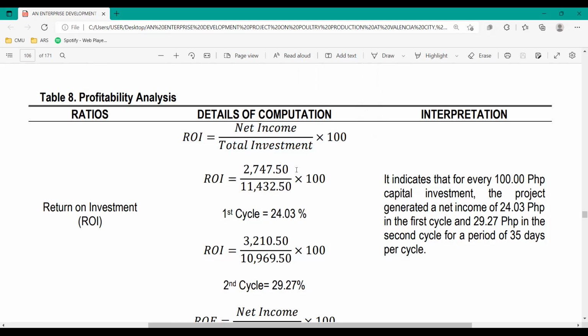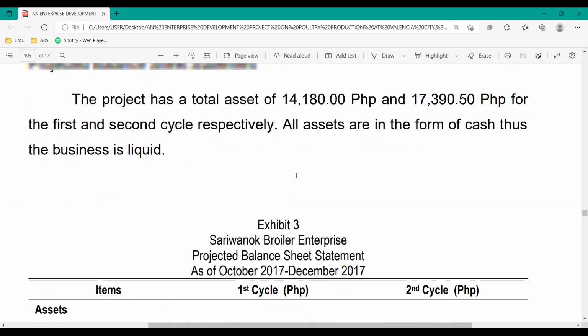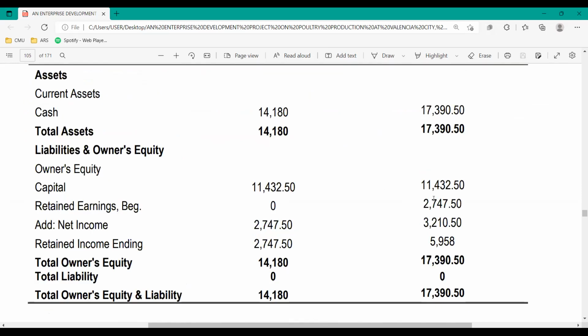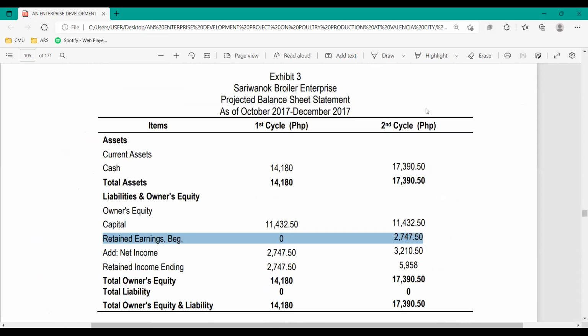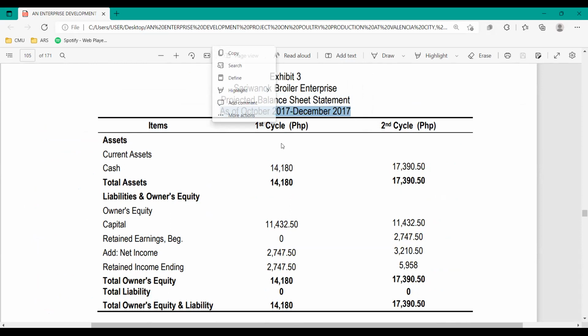I have a net income of 2,747.50. So these are my actual figures, good. As you can see here, I have retained earnings at the beginning of 2,474 because we have two cycles. So this is my projected balance sheet, with the name of my enterprise, as of October 2017 to December. So October, November, December, at least three months.